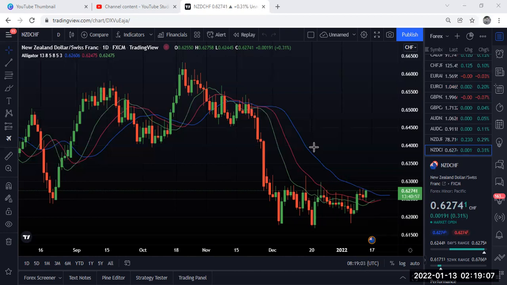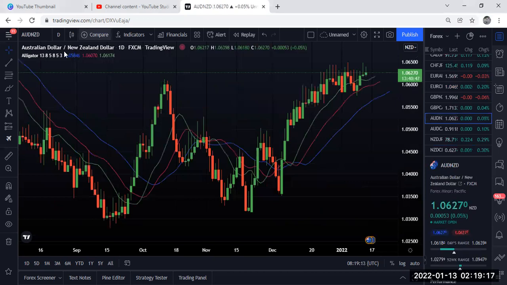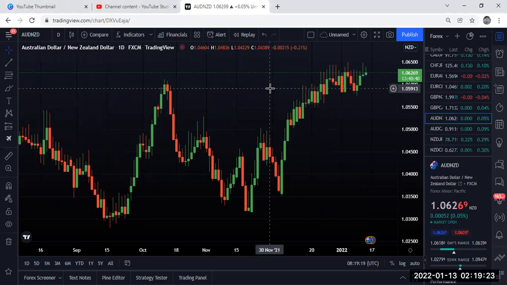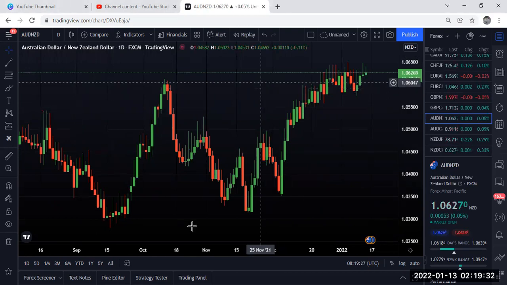So here we go. For this case, I'm already on NZD, so I'm going to go to a different pair. I'm going to go to AUD NZD, and I'm going to take off the indicator. Boom. Now we're on AUD NZD. Obviously, before you get into a trade, I like to look at the higher time frames to know the overall direction of the trend.